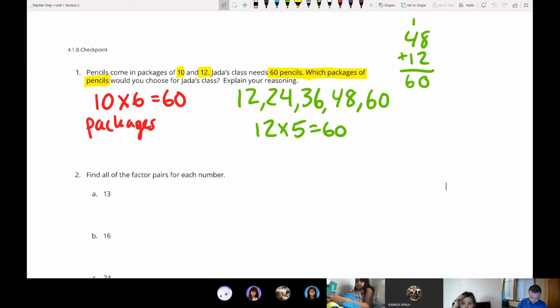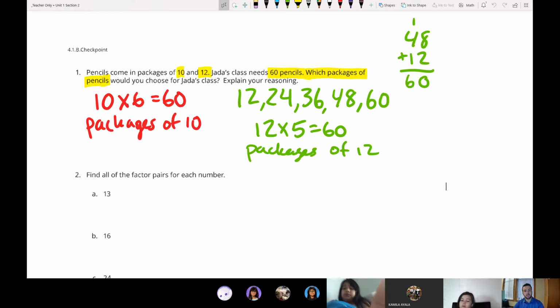Okay. So we could choose packages of 12. We could choose packages of 10. And our work with our multiplication statements there that Camila helped me answer shows us why we can do that, because 60 is a multiple of each. Nice job. Okay, let's go down into problem number 2. Find all of the factor pairs for each number. Okay, can someone help me find the factor pairs of 13?